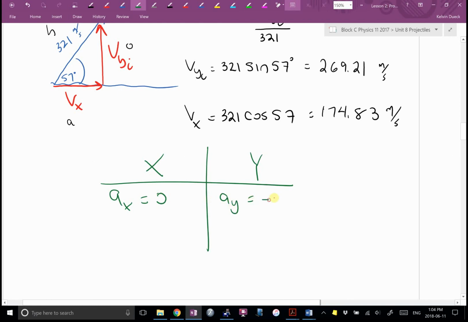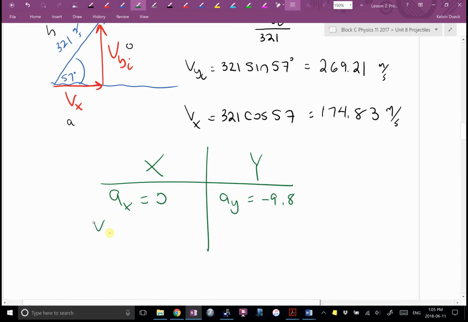By the way, that little line right there would make a good multiple choice question. Which of the following is true? AX is 0, AY is negative 9.8, AX is negative 9.8, AY is 0. Mix and match those. That would be a good multiple choice question. I think that's on your desk. What else can I write?